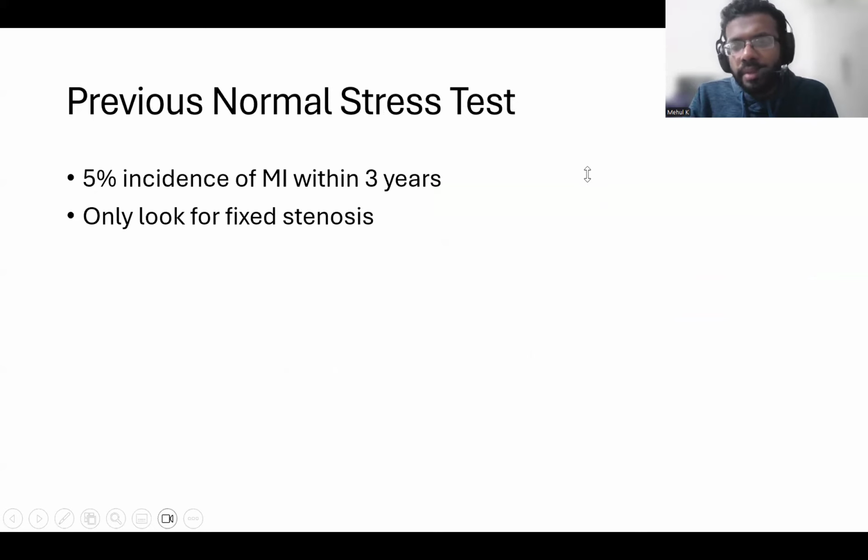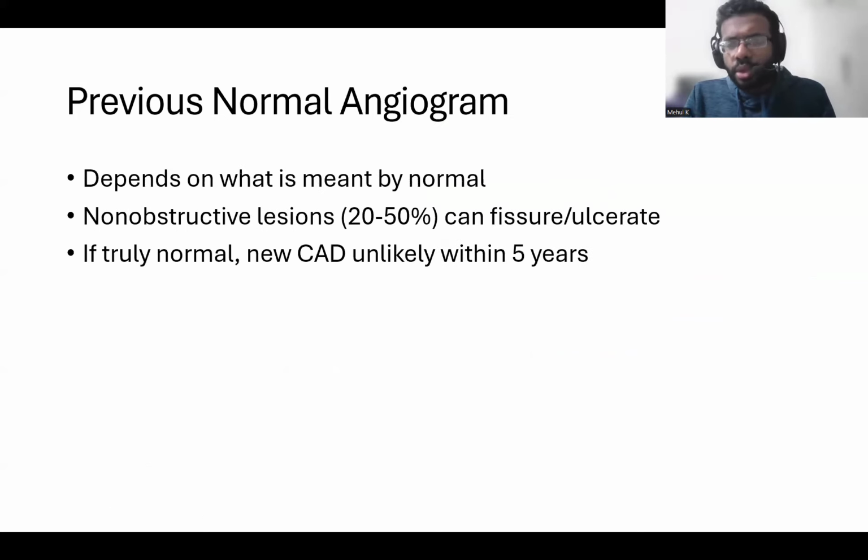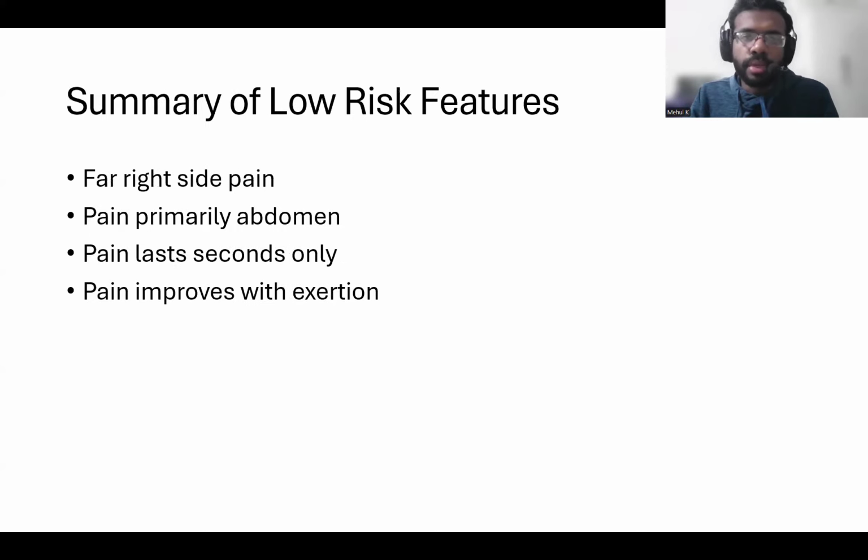What about a previous normal stress test? Again, these do not really rule out ACS if the patient is coming with acute chest pain. But a previous normal angiogram, if it was truly normal, then it is highly unlikely that the patient will develop significant coronary artery disease within the next 5 years. But sometimes by normal people actually mean non-obstructive lesions, which are 20 to 50% blocks. So they can actually fissure and ulcerate and lead to an ACS. So you have to be careful about what normal actually means when it comes to a previous normal angiogram.